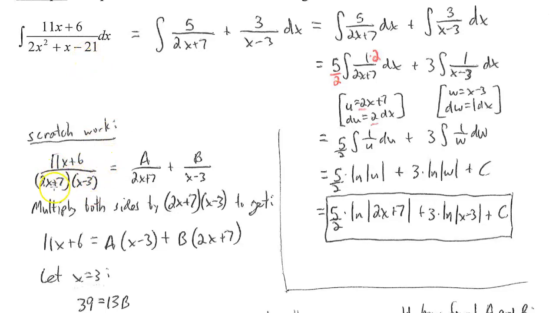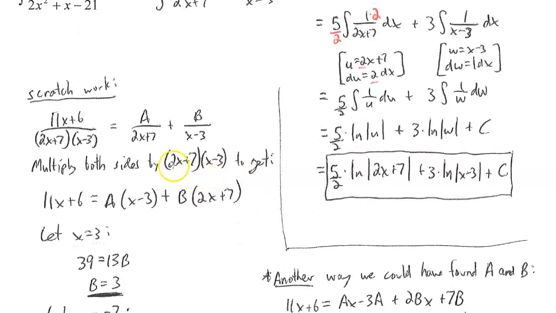Okay, so notice we have two linear factors here, neither of which is repeated, so we can write this as a over 2x plus 7 plus b over x minus 3. Now here we'd multiply both sides by this denominator, so multiply this by this, and then multiply this right side by this. And I've kind of skipped a step here, but notice the left side would end up being 11x plus 6. What would the right side be?